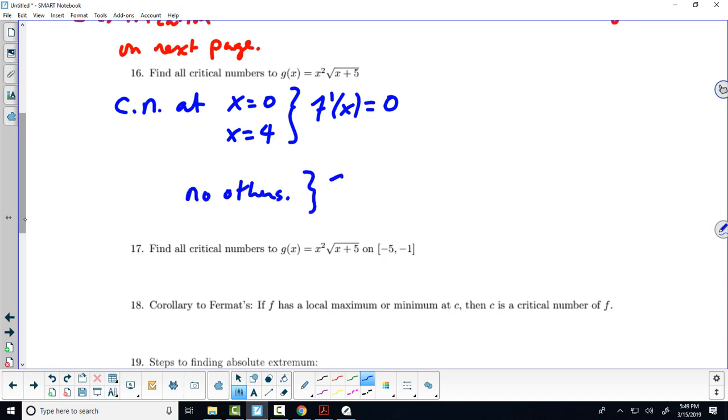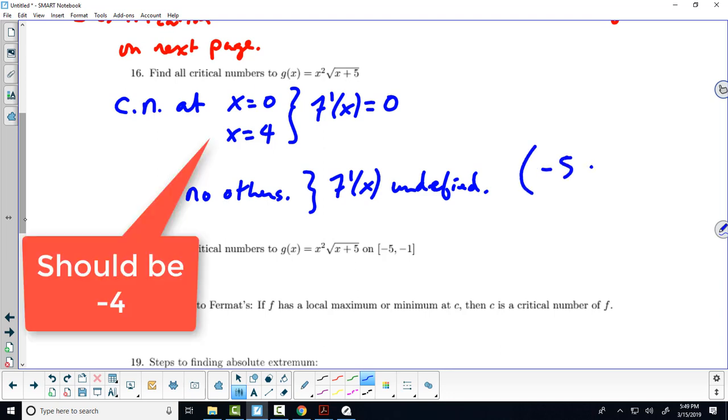There was no place where f prime of x was undefined other than -5, but -5 is an endpoint. So in this case, we just have these two critical numbers.